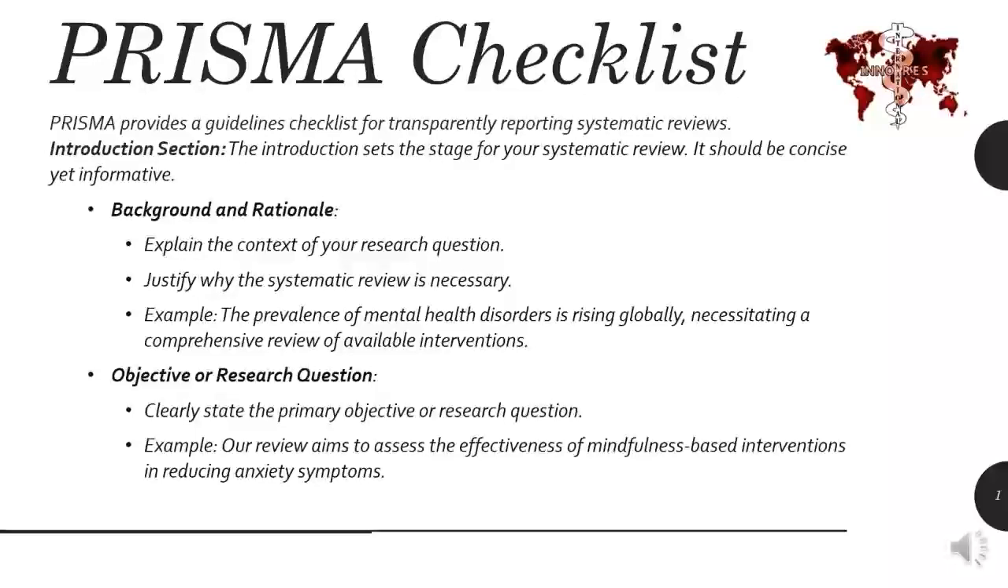So moving on to item 3. Item 3 talks about the background and the rationale for your research. In this, you want to describe the current state of knowledge as well as the uncertainties around your study. You also want to articulate why it is important to do the review. So you want to justify why your systematic review is necessary.